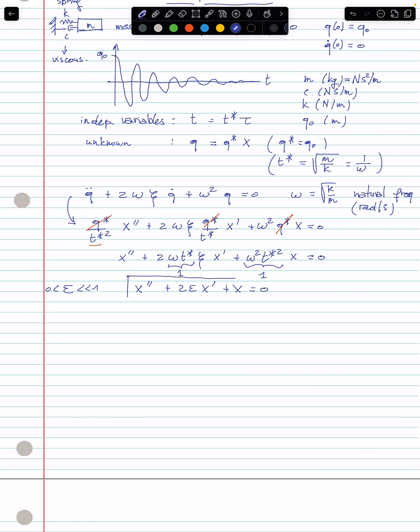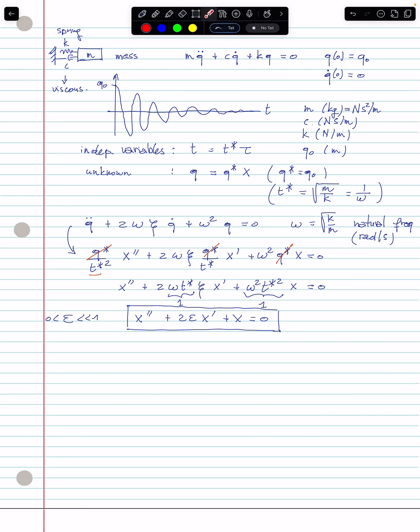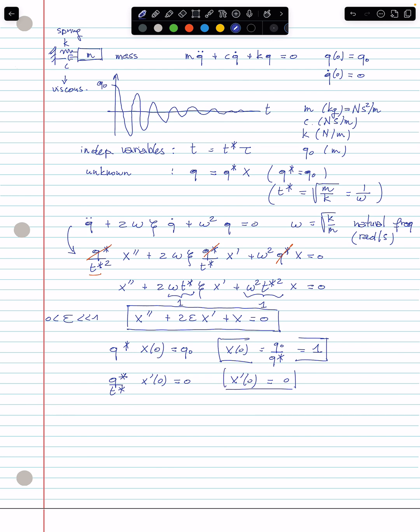It's been rewritten now. And what we want to do then is to transform also the initial conditions. Initial conditions are just over there. Position at initial time is q0. So let me just rewrite it, that might be more clear. Characteristic position times x at initial time is equal to q0, or in other words, x at initial time is q0 over q star. And let me just define this as equal to 1. I introduced this earlier just to make it simple and crisp. And then the first derivative at initial time is equal to 0. That's the second initial condition. All right, so that's the problem we want to solve.